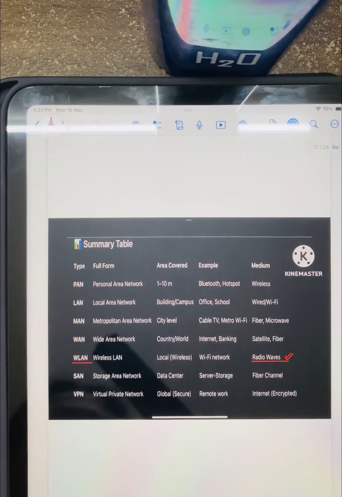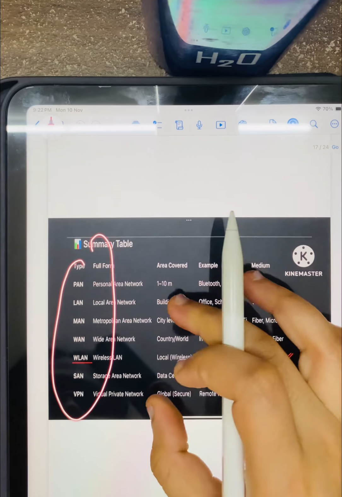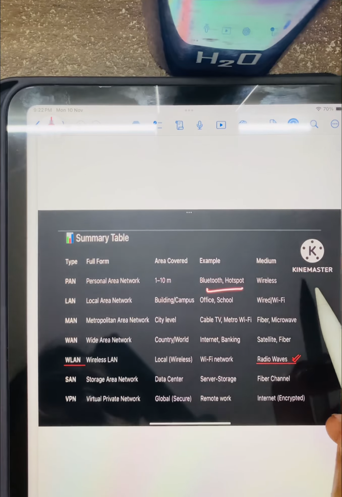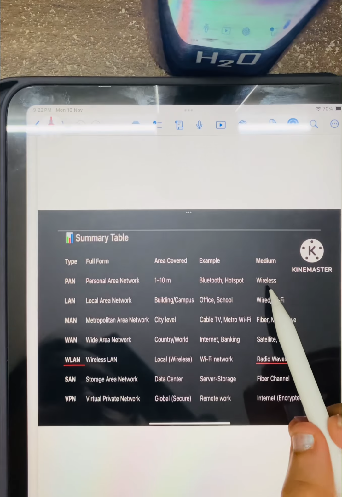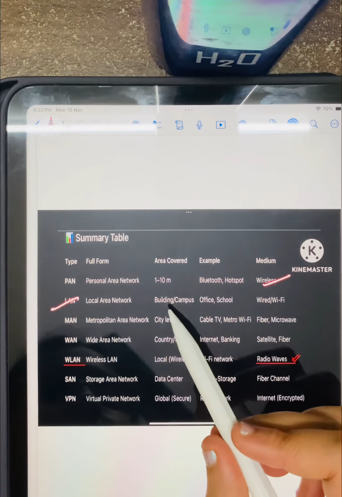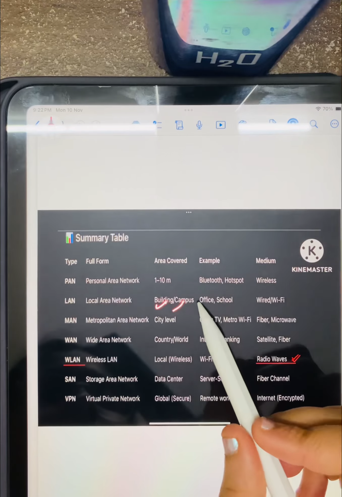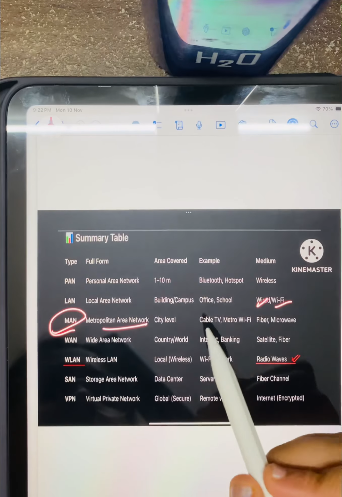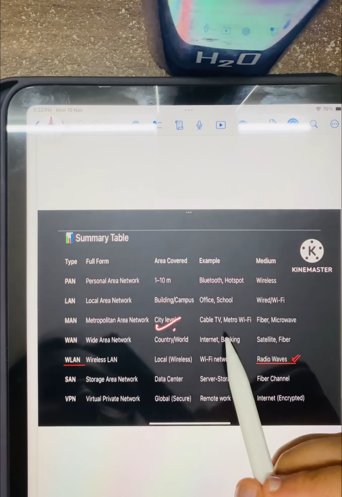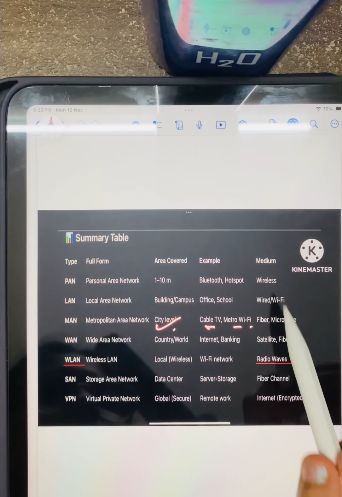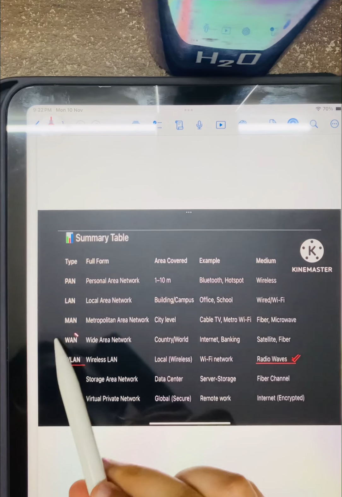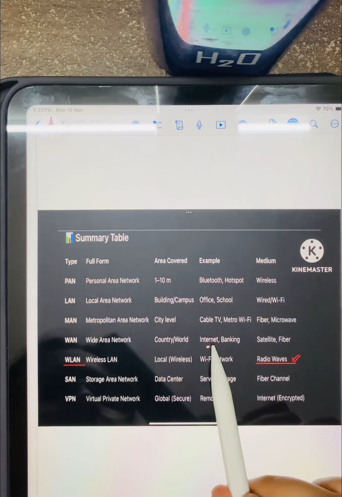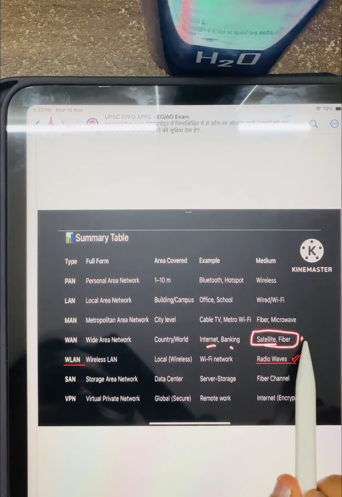So, a summary table for these. Personal area network, examples Bluetooth, hotspot. Medium is wireless. LAN, local area network, used in buildings and campuses, example office, school. Medium is wired or Wi-Fi. MAN, metropolitan area network, area covered is city level, example cable TV, metro Wi-Fi. Medium is fiber, microwave. WAN, wide area network, area covered is country or world, example internet banking. Medium is satellite and fiber.